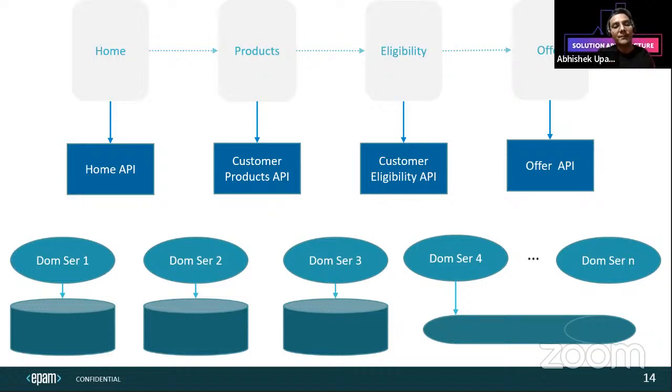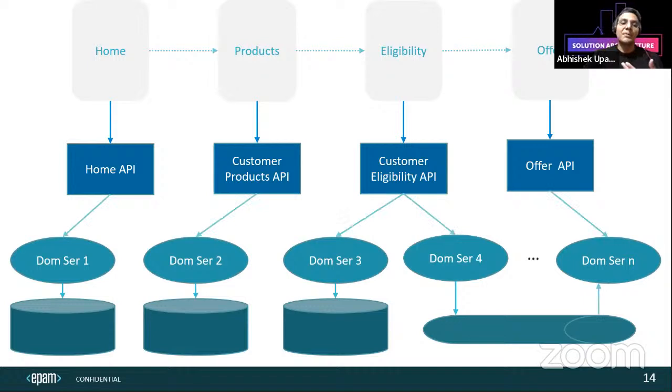And we say that, okay, there is an API for the homepage. There is an experience API which brings all the products which the customer can apply for. And there is an experience API which does the customer's eligibility check for the product which he or she has selected. And there is an experience API which brings the final offer.